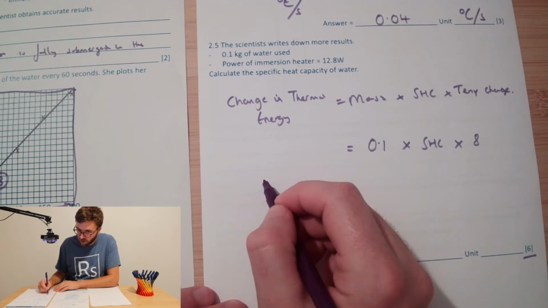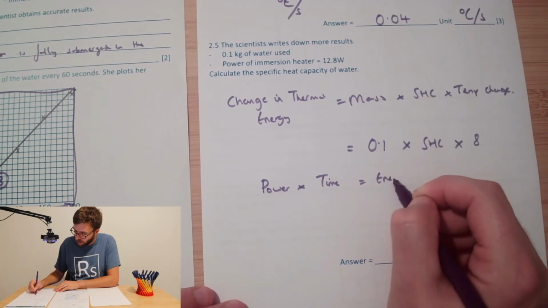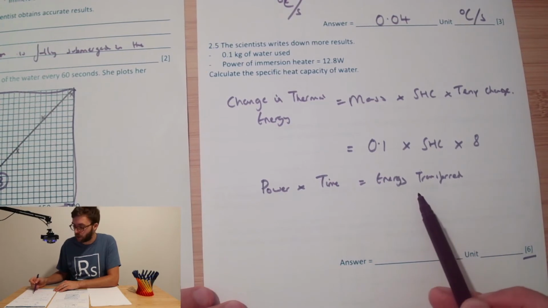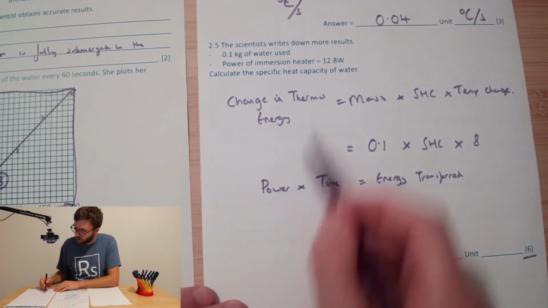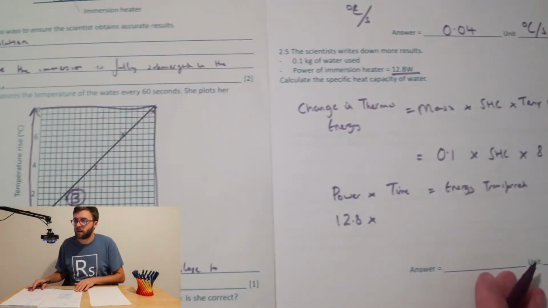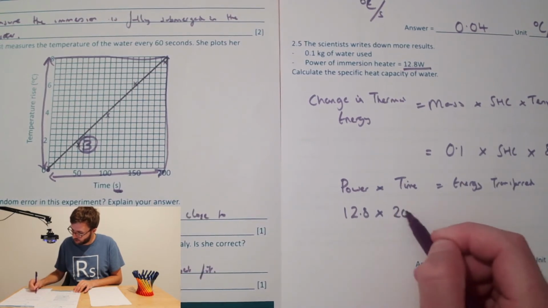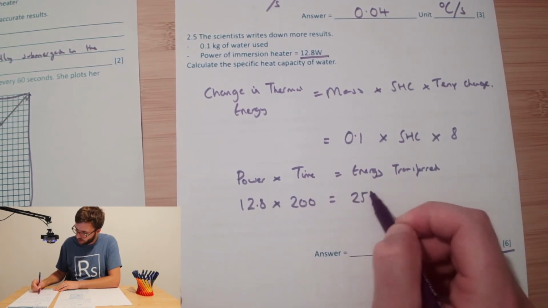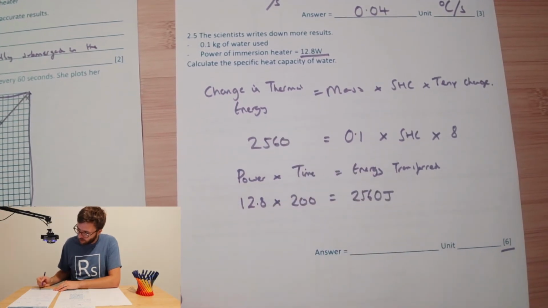And the equation that I'm going to use is power multiplied by time equals the energy transferred. And in this example, assuming no energy loss, the energy transferred will be the same as the change in thermal energy. So my power is over here, 12.8, multiplied by the time. So to get to 8 degrees Celsius rise, took 200 seconds. So 12.8 multiplied by 200 is going to give me 2,560 joules, which I can put back over here.